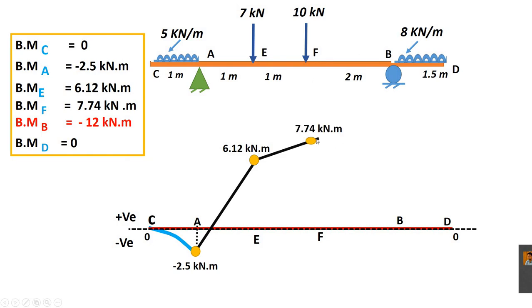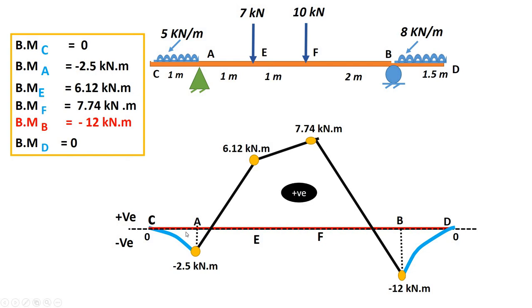Value at B is minus 12. It is negative, right? And what about the value of D? It is 0. Again in between B to D we have UDL, so it is represented by parabolic curve, right? Negative values and positive values. And what about these 2 points? These 2 points are where bending moment is 0.